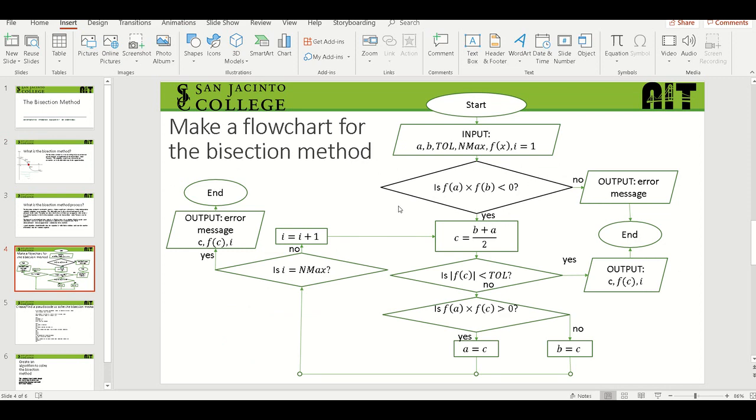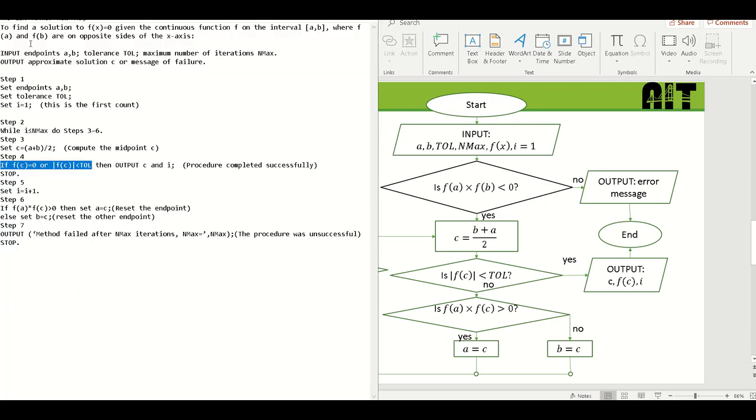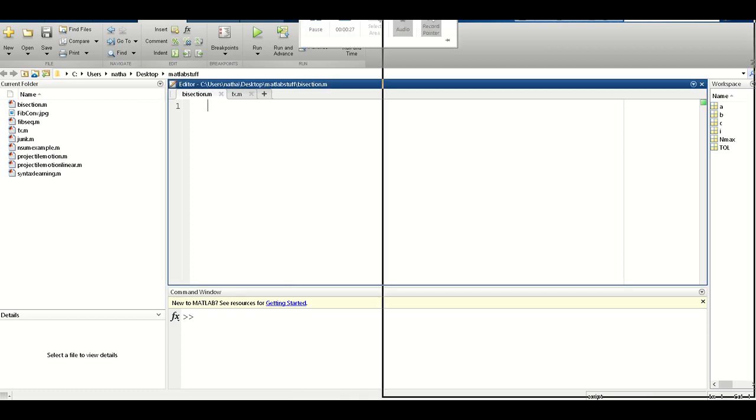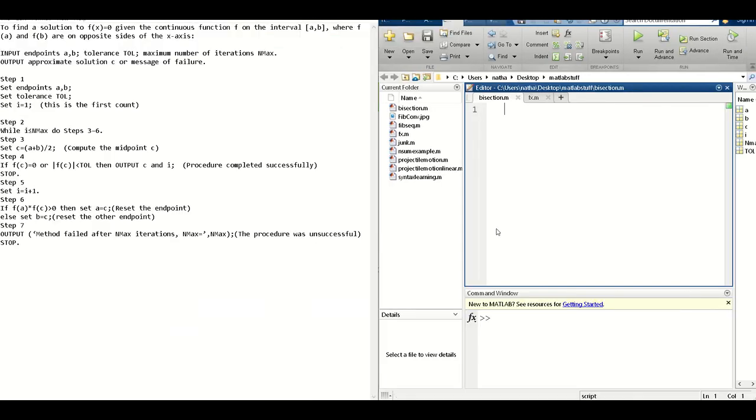Here's our flow chart that we were looking at, and we're going to follow this and our pseudocode, okay? So I've got this up. I went ahead and put our pseudocode into another file, and then I made us a MATLAB area. So let's go ahead and start. When we look at this, we say, okay, what are we going to do? We're going to make a bisection method.